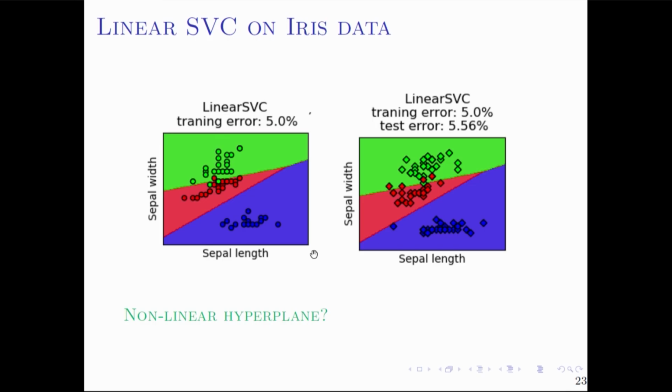Okay. So here I have learned an SVM classifier, a linear hyperplane, for these three classes of data points. The left hand side is the training data, and the training error is 5%, and this is the test data, where the test error is 5.56%. Here I have optimized the lambda. How to optimize lambda? Again by cross validation.